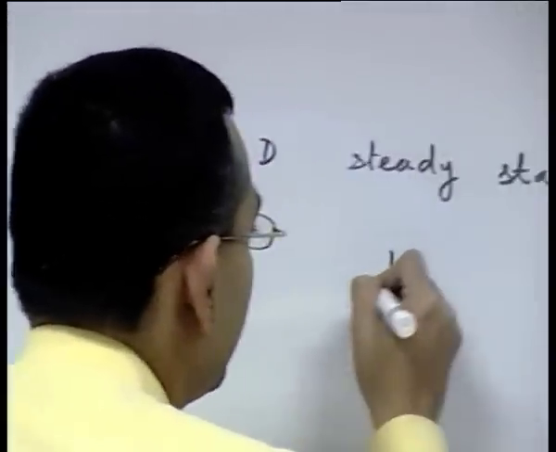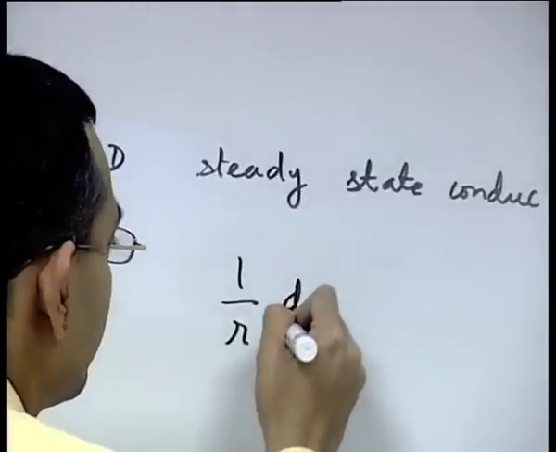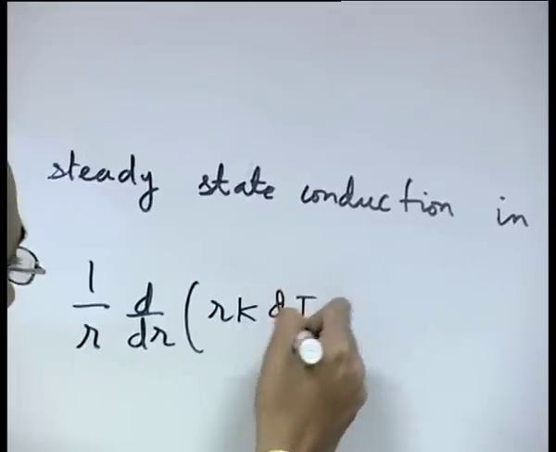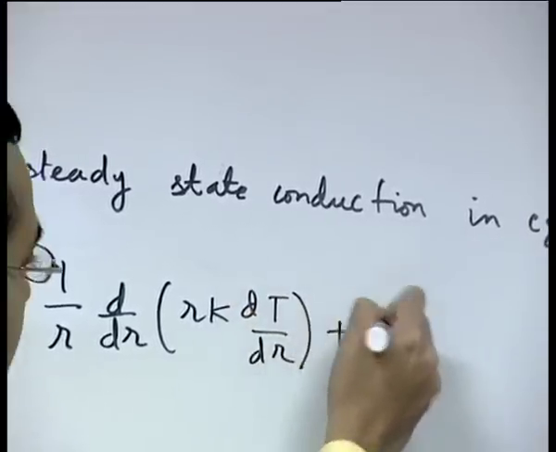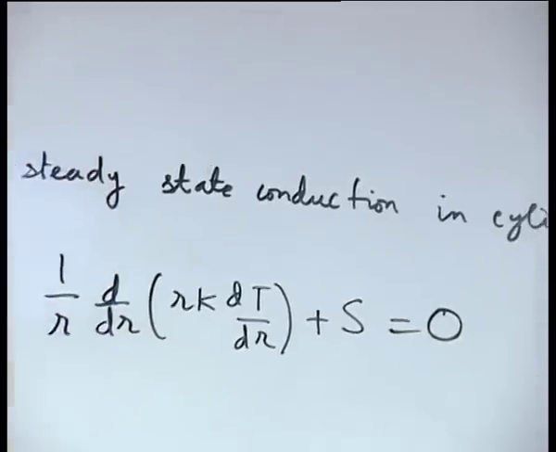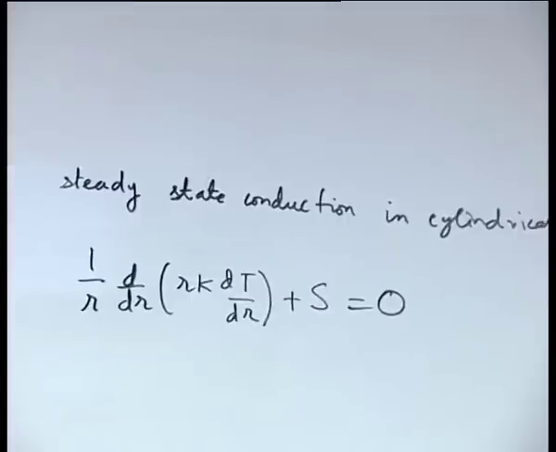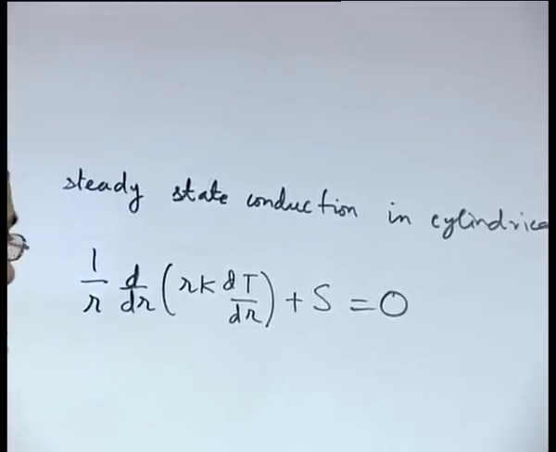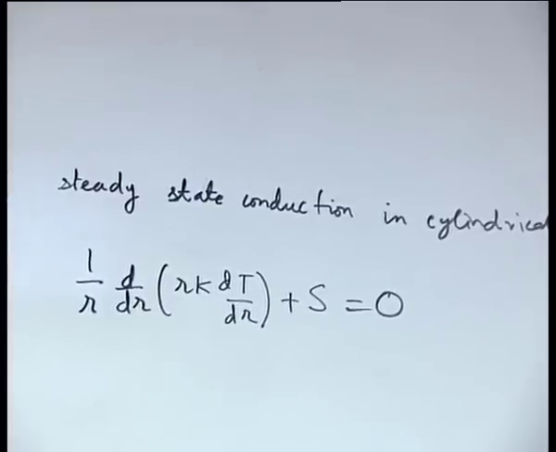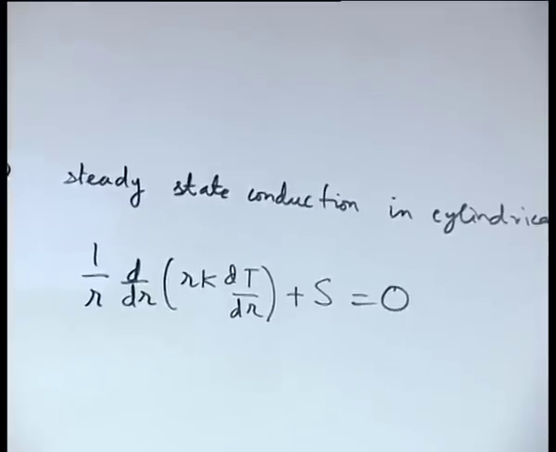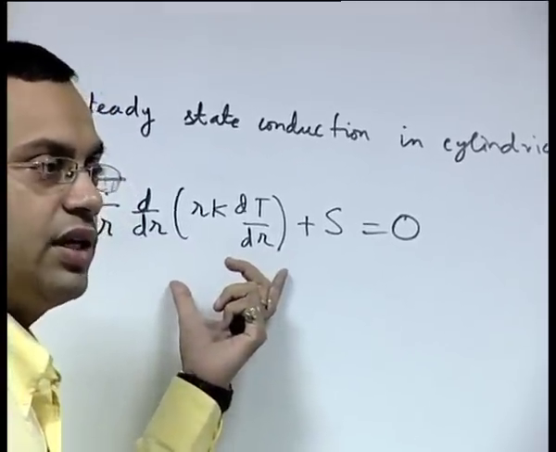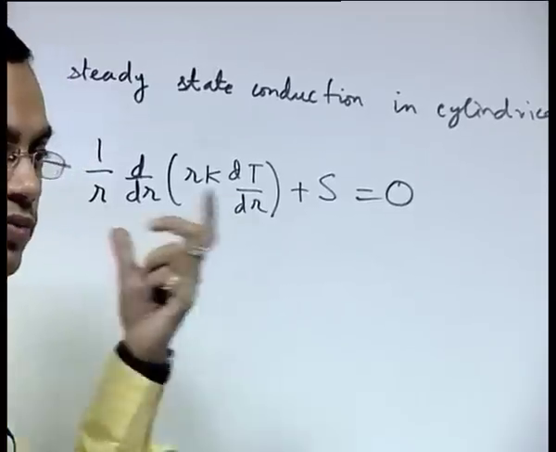The governing differential equation becomes 1 by r d/dr of (r k dT/dr) plus S equal to 0. So this is the equation that we are now interested to discretize. Now what is the first step in the finite volume method? We integrate the governing differential equation over an elemental control volume.